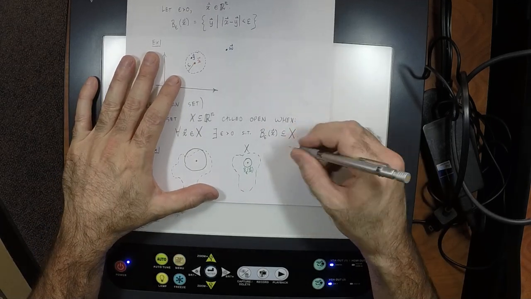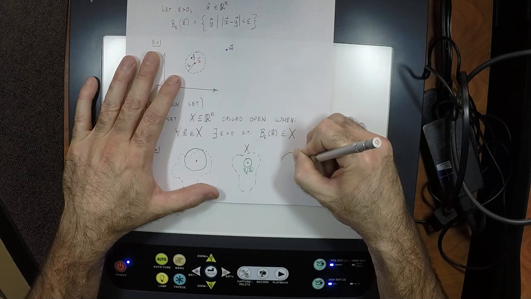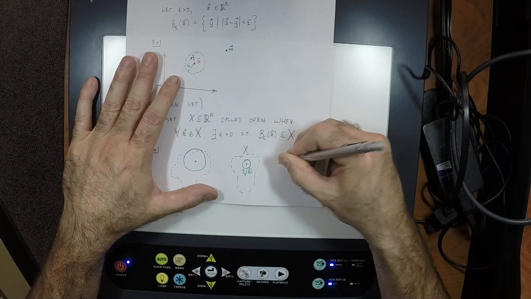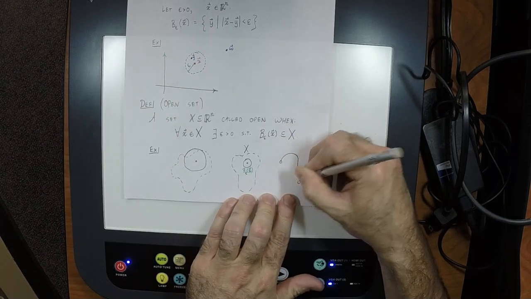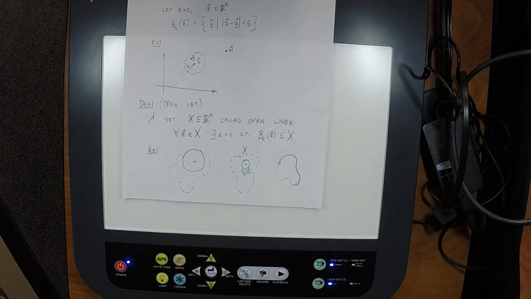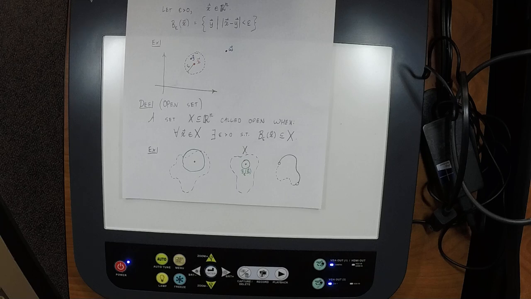How about something like this? So I'll draw part of it with a solid wall. By that I mean all the points that are enclosed in there, but for the dashed, I'm not including those points, but for the solid one, I am including those points. Is this an open set?